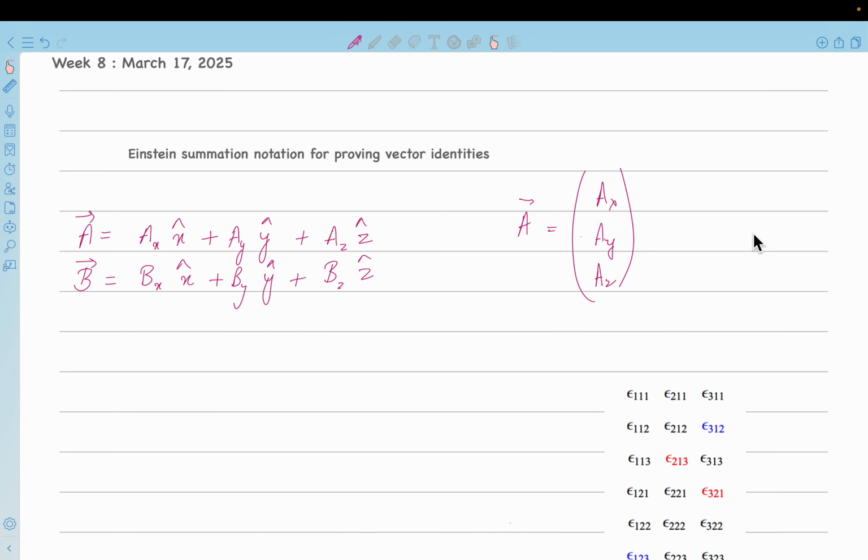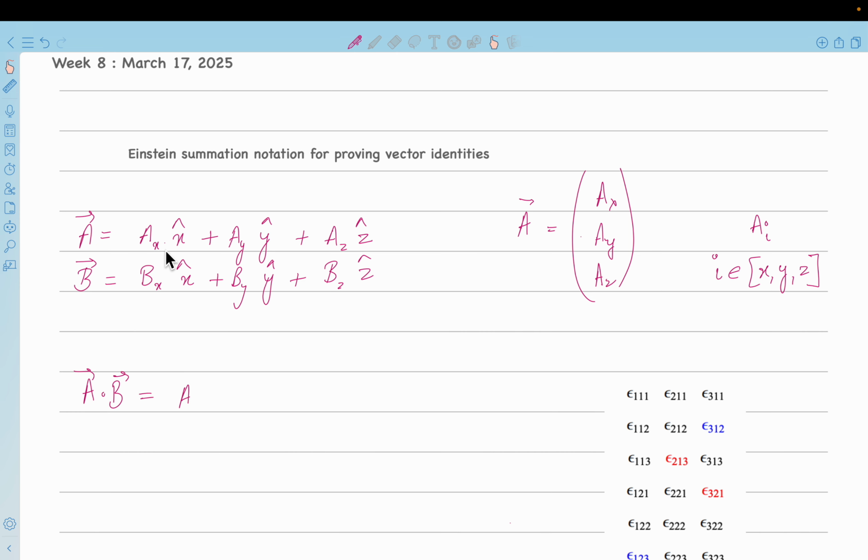Another way of representing is to say ai, where it is understood that i goes from x to y to z. Okay, so i belongs to this set x, y, z. So this is one way of representing, and why this becomes useful will be clear. Similarly, I can write b also as bi. Now let us take a dot product, a dot b. So what is a dot b? First of all, is it a scalar or a vector? It's a scalar, yeah.